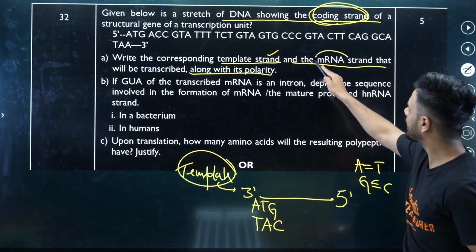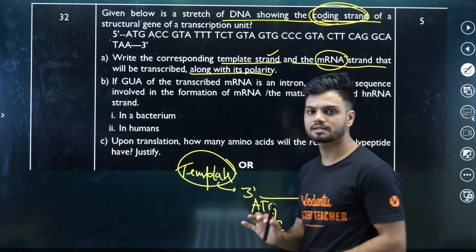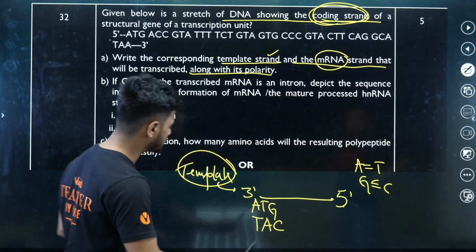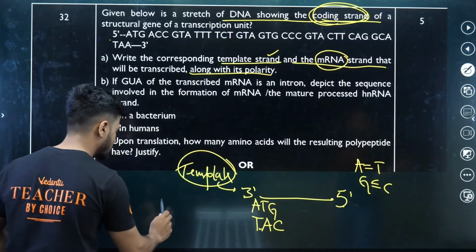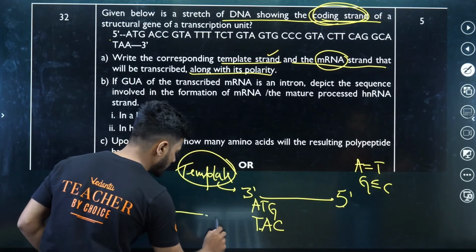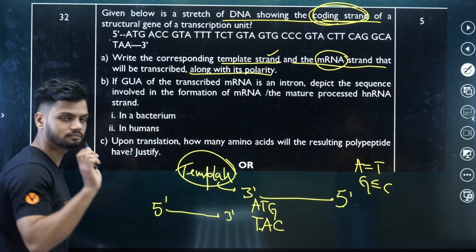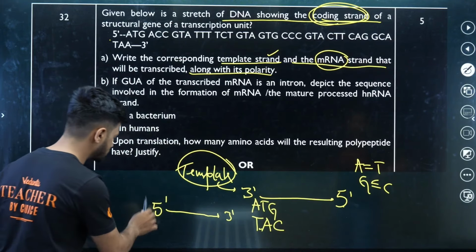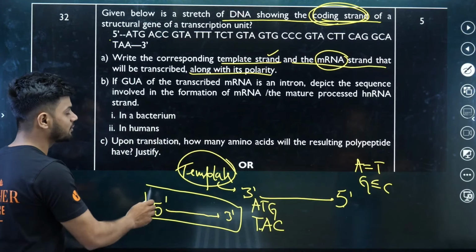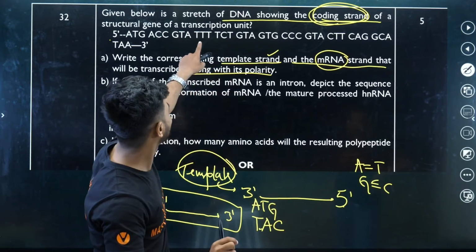Now, what about mRNA synthesis? mRNA synthesis, again, very easy. Again, we have the opposite of this. That is, mRNA will run from 5' to 3'. Now, here, I'll tell you one small cheat code. Your mRNA will be exactly like your coding strand.